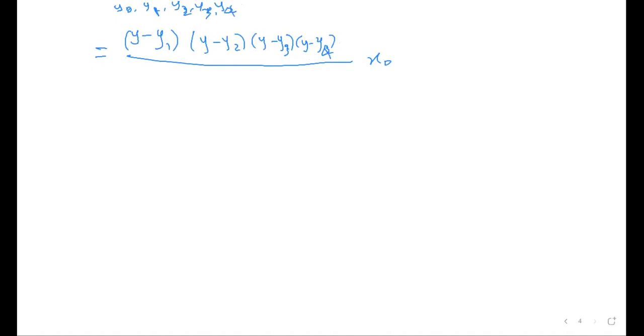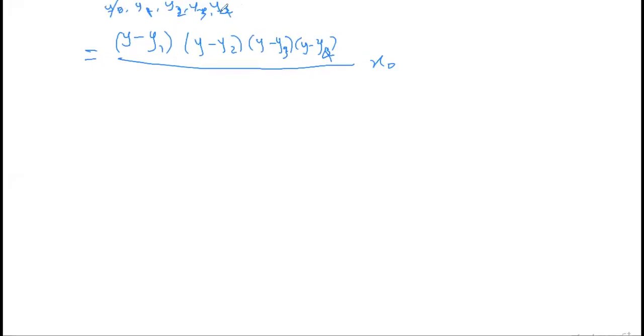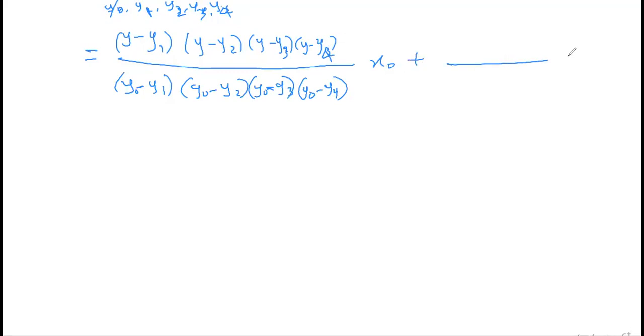So without this one, you have to write all these terms, and down there, copy the same one with y naught. So y naught minus y4, y naught minus y3, y naught minus y2, same thing, you copy with the y naught. You can do the calculation later. First of all, let's write the things.